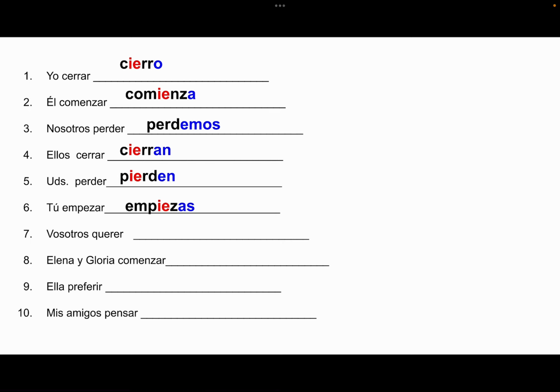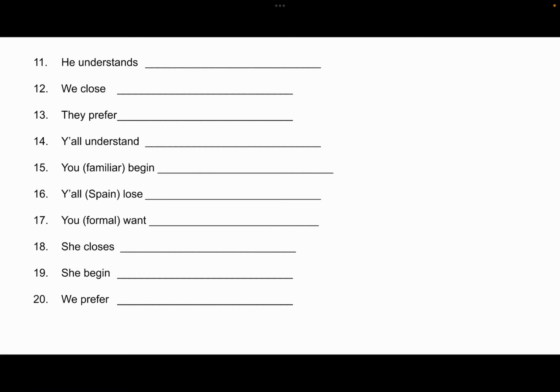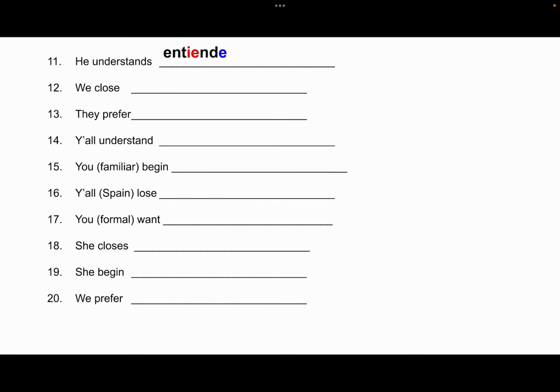Empiezas, you start. Vosotros queréis, y'all want, or you plural want, we want to be dignified. Elena and Gloria start, comienzan. She prefers, ella prefiere. My friends think or plan. Mis amigos piensan. Here's some more practice just in case you're not feeling comfortable. He understands. All right, you could say entender for that boot verb. I know comprender means to understand, but I'm trying to force you to do the boot. So, entiende. We close. Cerramos. Ellos prefieren.